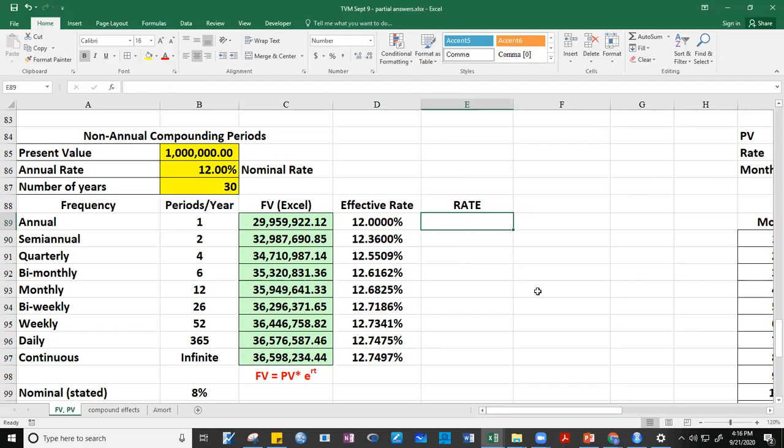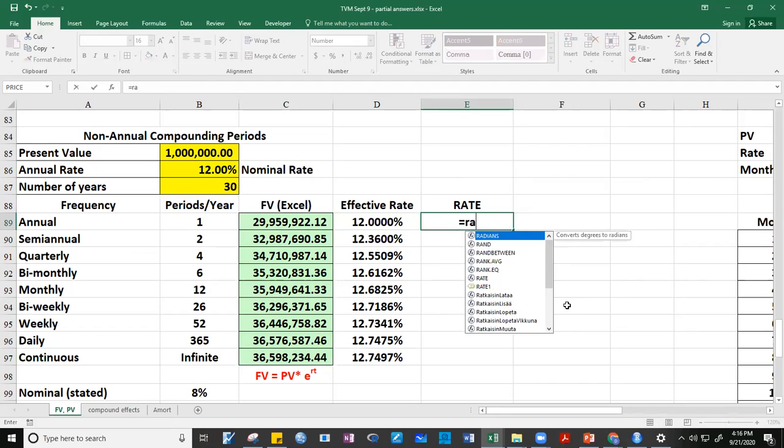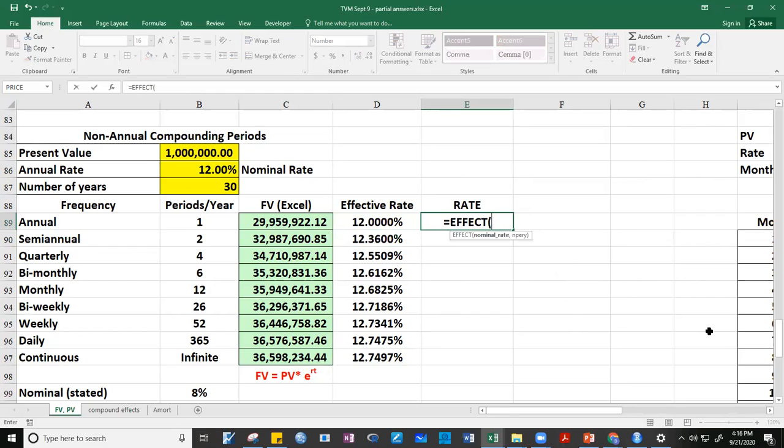Or there's another way to do that. You can use the rate function. Effect. Okay, you can use the effect function. Okay, so tinatanong sa atin nominal rate at saka yung n per y. Ano yung n per y? Number of periods per year. So ang nominal rate natin is 12%. I'm going to fix this. Fix natin yung row, comma, n per y, number of periods per year. Ito yun. So one period per year, 2 periods, etc.